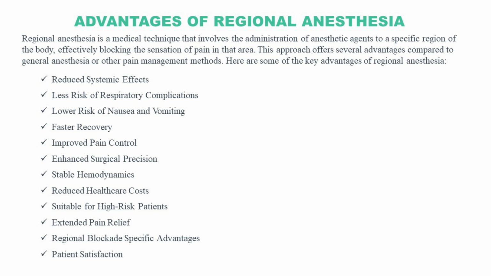7. Stable hemodynamics. Regional anesthesia generally has a more stable impact on a patient's cardiovascular system compared to general anesthesia. Blood pressure and heart rate fluctuations are typically less pronounced, reducing the risk of complications, especially in patients with pre-existing heart conditions.